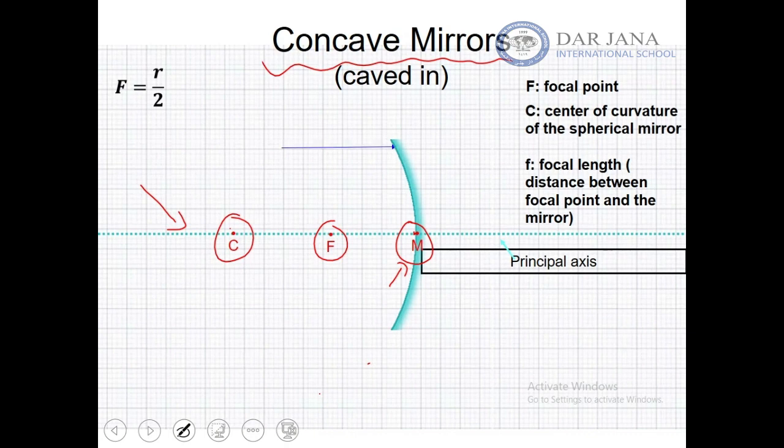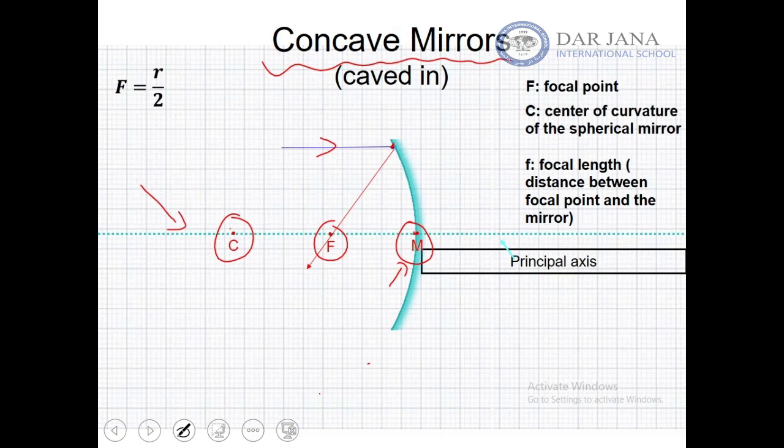The focal point means something very important: the reflected ray from the mirror is going to pass through F. First of all, let's take this one, which is the incident ray. Let's say we have an incoming incident ray which is parallel to the principal axis. Any light ray that comes parallel to the principal axis and hits the mirror, its reflection will be focused and will pass through point F. That's why we call this point F the focal point.